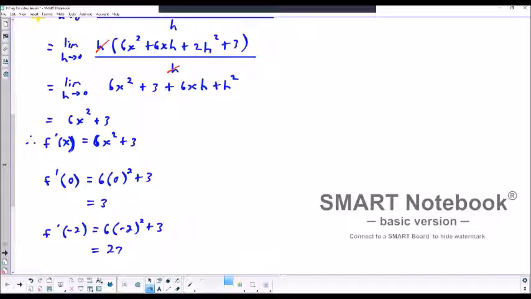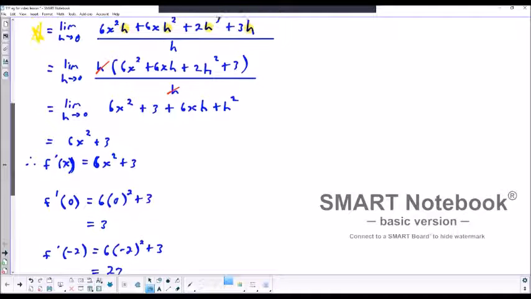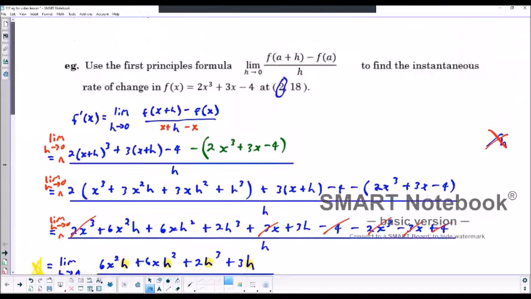So the gradient of the tangent, i.e. the gradient of the curve f of x, when x equals 0 is 3. The gradient of that function that was given at the beginning of the example, when x equals negative 2, is 27. So anywhere along the curve, you can substitute values in for x in the gradient function, and you'll get the gradient of the original function at those x values. And that original function was 2x cubed plus 3x minus 4.